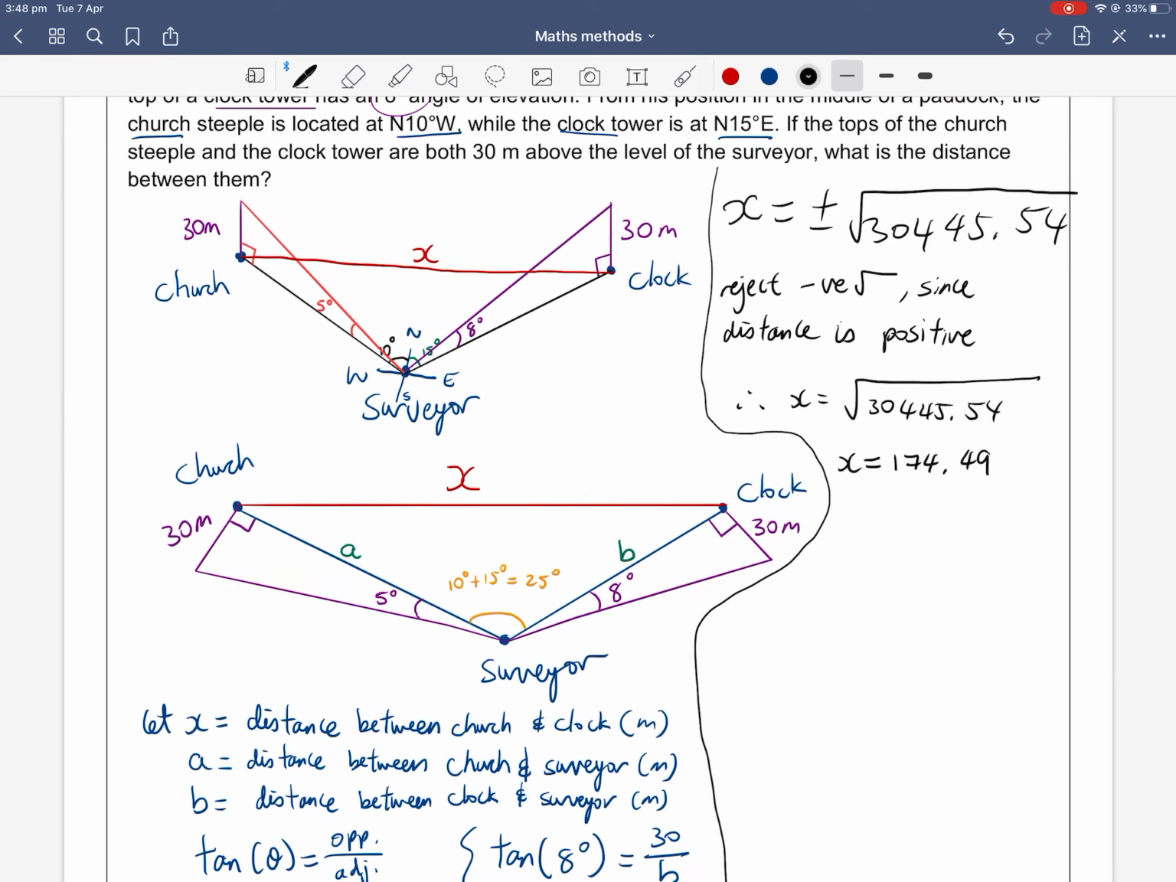So answering the question, what is the distance between the church and the clock? The distance between the church and the clock is approximately 174.5 meters.